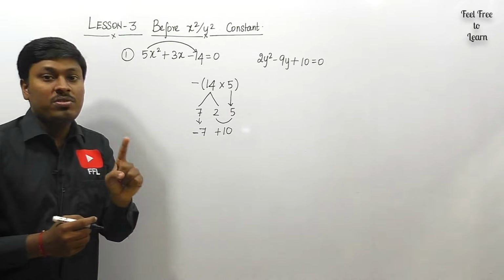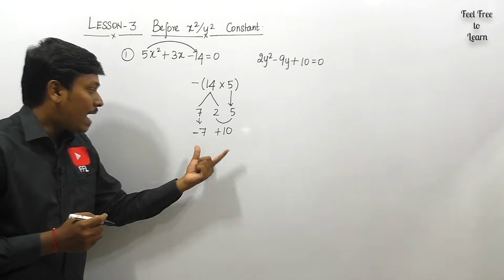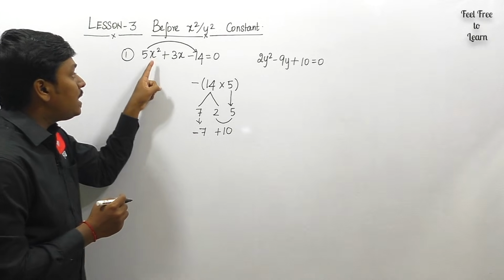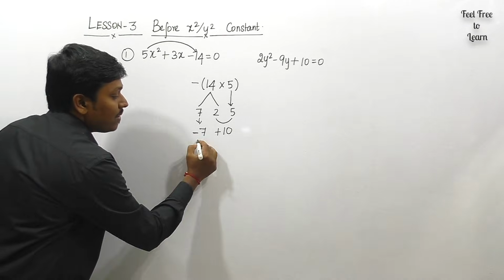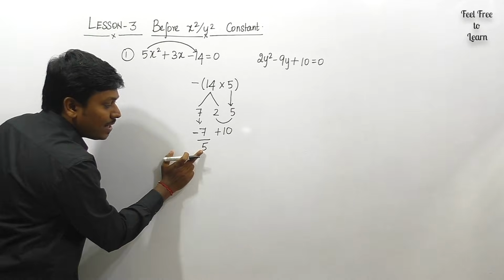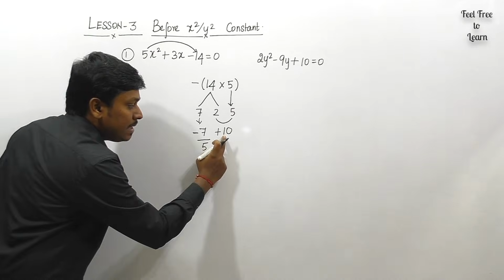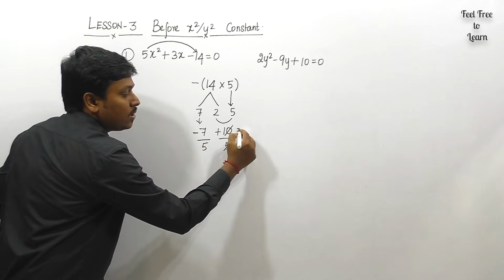So friends, most important thing, in the first step we have multiplied 5 into 14. After getting a final answer, you need to divide this by 5. That is, we got a factor minus 7. So divide this by 5. Before x square, we have a constant 5. At the final answer, divide this by 5. Similarly, here it is plus 10, divide by 5. So when we cancel this, 1 5 is 5, 2 5 is 10.